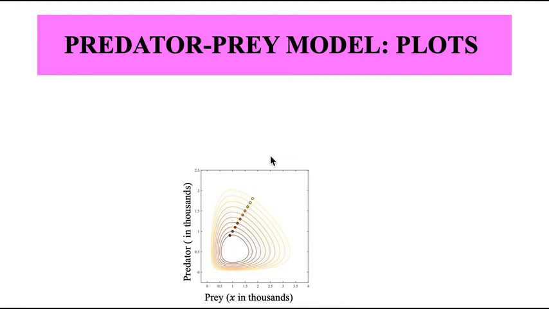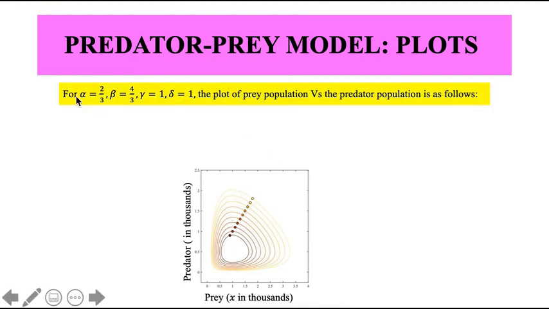So if I draw a graph for this, alpha equals 2 by 3, beta equals 4 by 3, gamma equals 1, delta equals 1. The plot for prey population versus predator population is as follows.